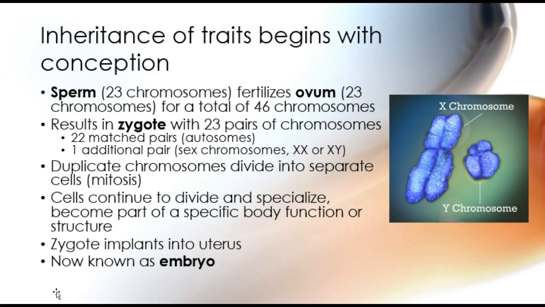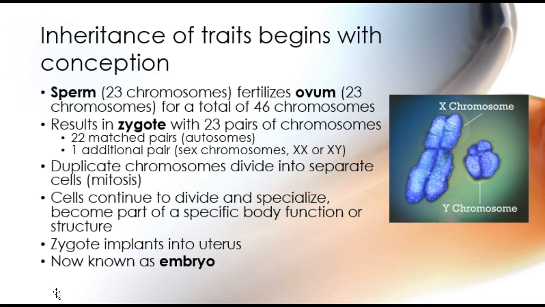sex determination. In female zygotes, usually the 23rd pair consists of 2 matched chromosomes called X chromosomes, and you see there in that picture what an X chromosome looks like. But the male zygotes have a mismatched pair. They have an X chromosome from their mom, but a much smaller Y chromosome from their father. The cells then divide and continue to divide, which is called mitosis.